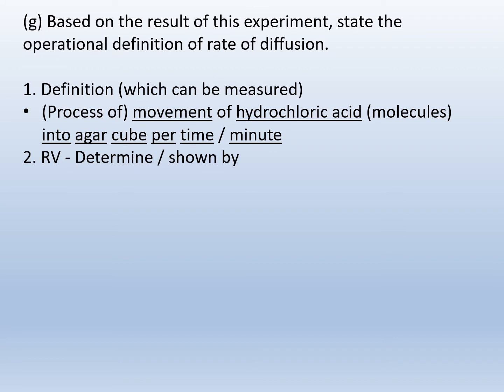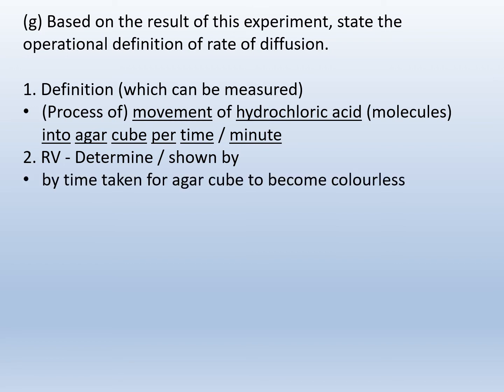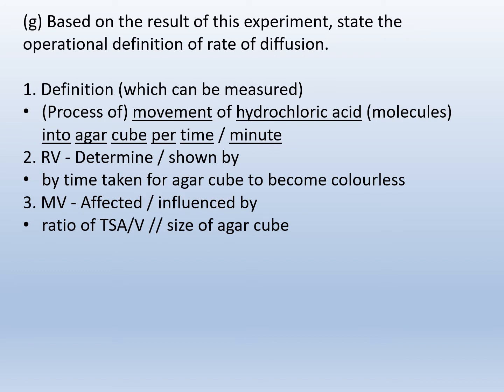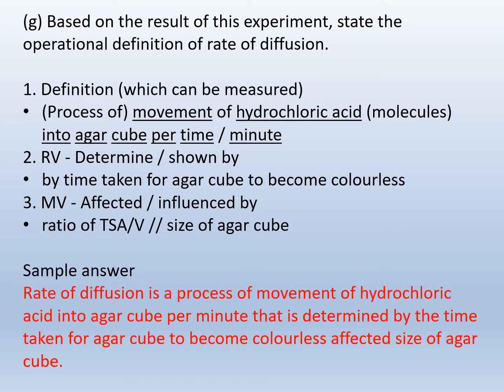And then how it is determined or shown by the time taken for the agar cube to become colorless, and then affected by what, influenced by what: the MV is the ratio of the total surface area per volume or the size of the agar cube. This is a simple answer. Rate of diffusion is the process of movement of hydrochloric acid into the agar cube per minute that is determined by the time taken for the agar cube to become colorless, affected by the size of the agar cubes.